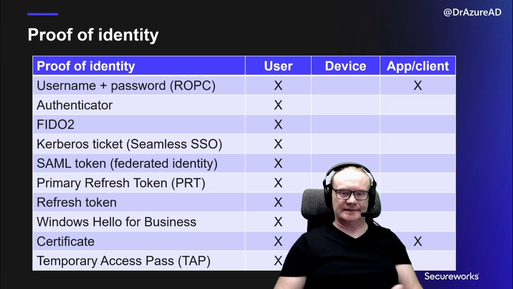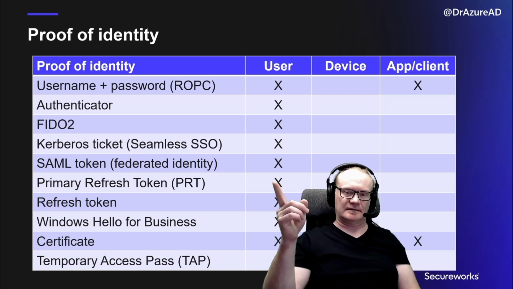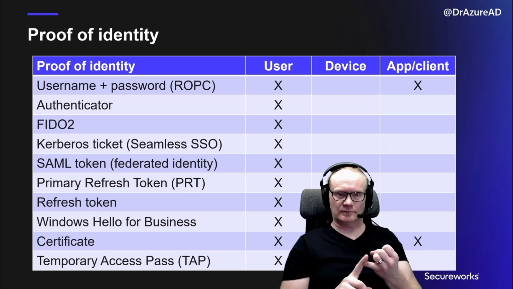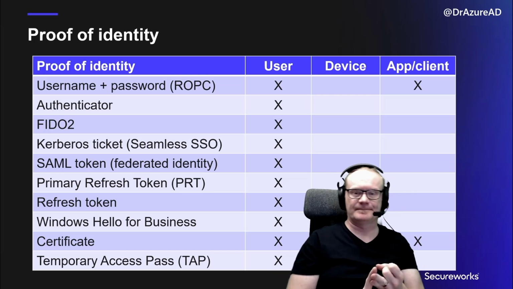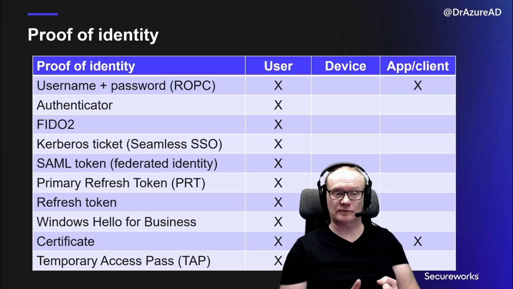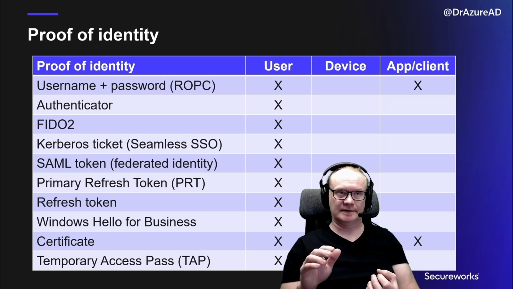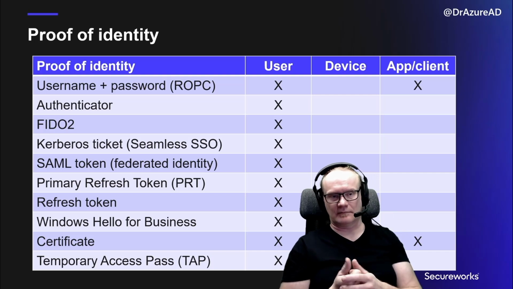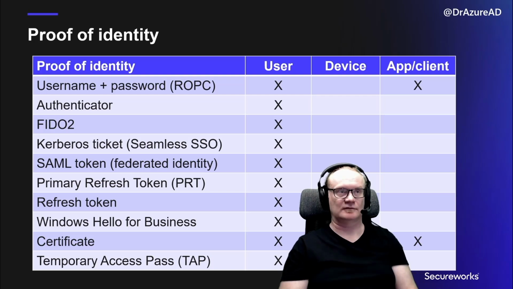And from all these, I could say that the PRT is the most powerful one because it proves who you are. It also proves which device you are using. And it also typically includes an MFA claim, which means that you can use that for any service that is requiring MFA. Nowadays you can twist them so that you require phishing-resistant MFA to be able to access services.